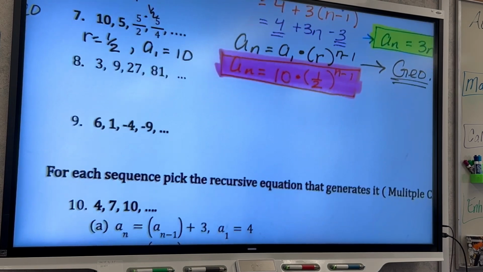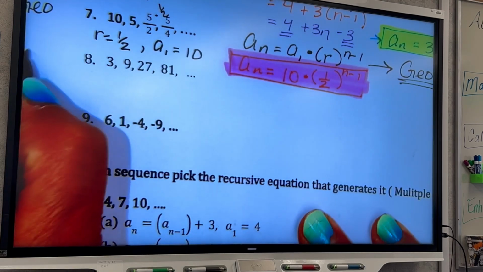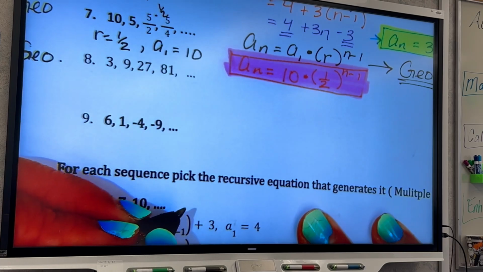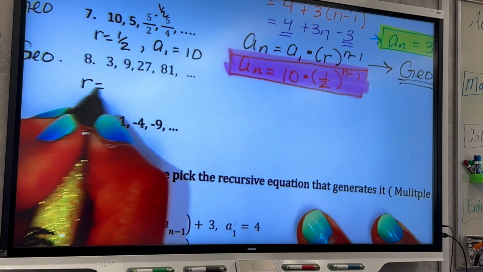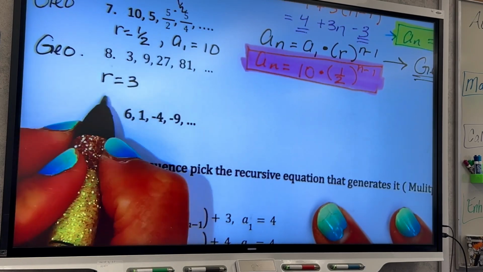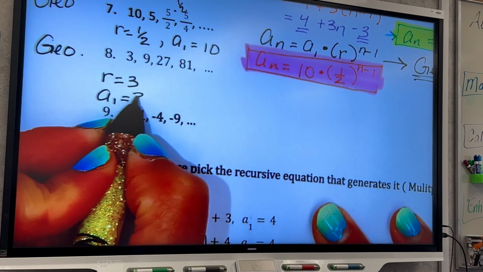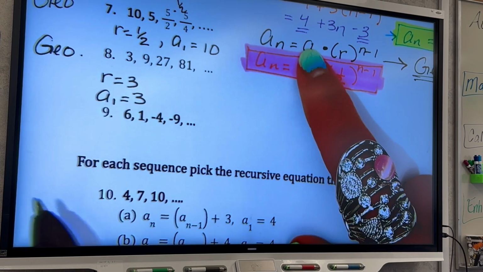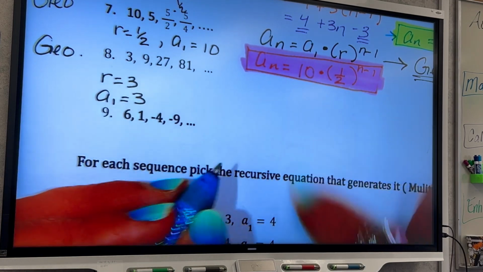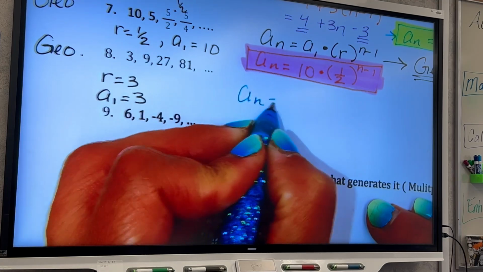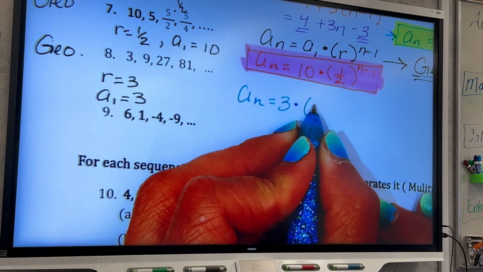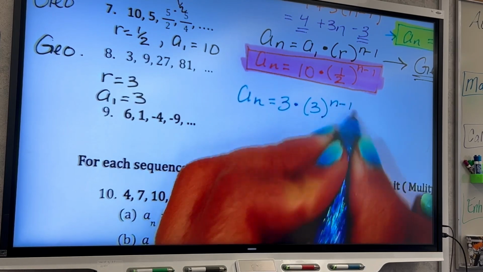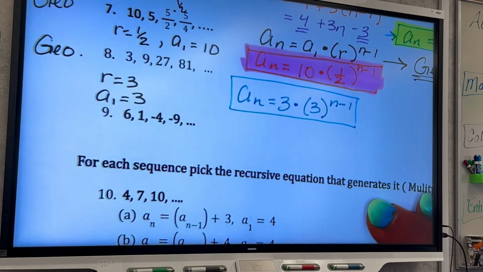Okay. Number 8, is that arithmetic or geometric? Geo. It's geo again. What's the r? Times 3. 3 times 3 is 9. 9 times 3 is 27. 27 times 3 is 81. So it's got a common ratio because it's geometric. And what's the a1? 3. So we're using this formula again. So we just have to substitute in the a1 and the r. So a sub n equals, the a1 is a 3 times the r is a 3 to the n minus 1. And then that's it.